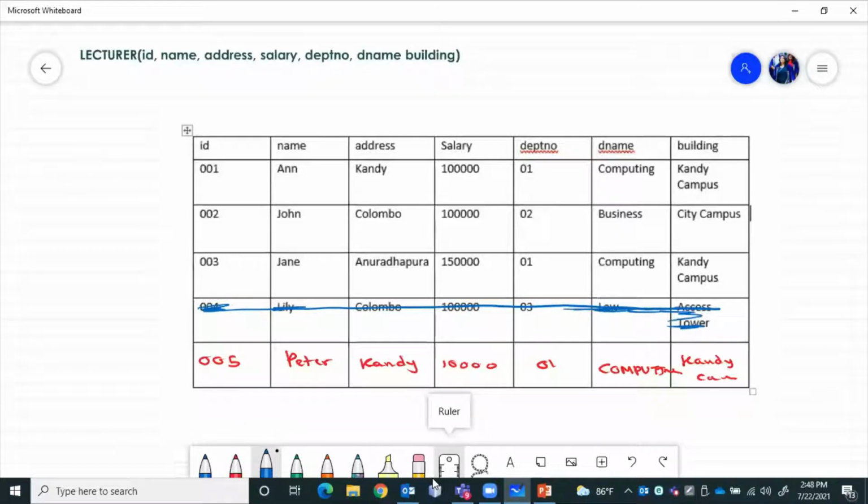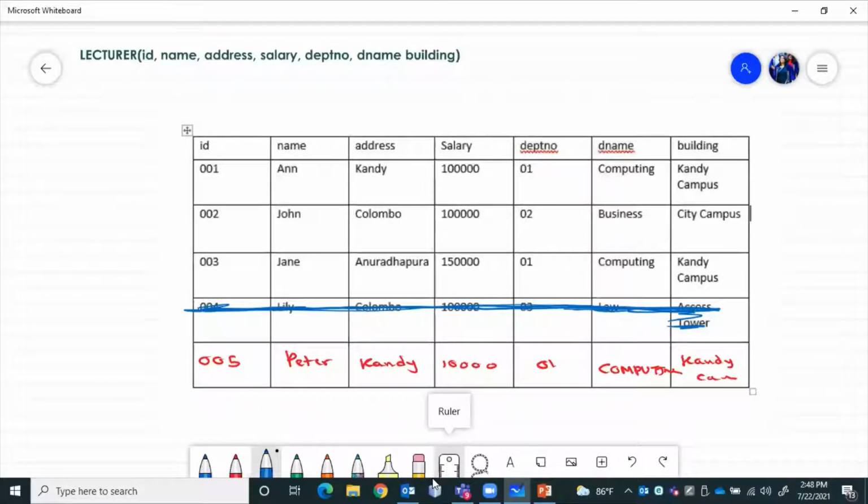Now, what will happen? Once we delete Lily's record, we are deleting the department details as well, because for the law department we had just one lecturer. Now we are clueless whether we have a law department or not inside the organization. Why? Those records are not available. We can't find any department called law, but it's there. So this is known as what? Deletion anomaly. So we understood, we are getting the insertion anomaly as well as the deletion anomaly.